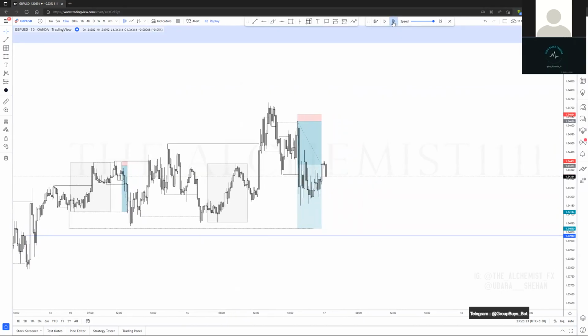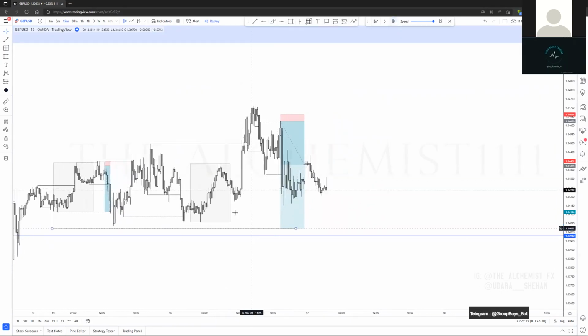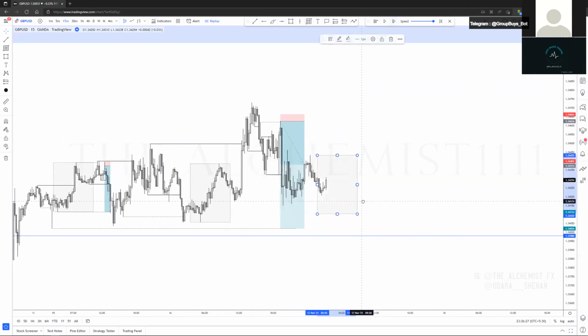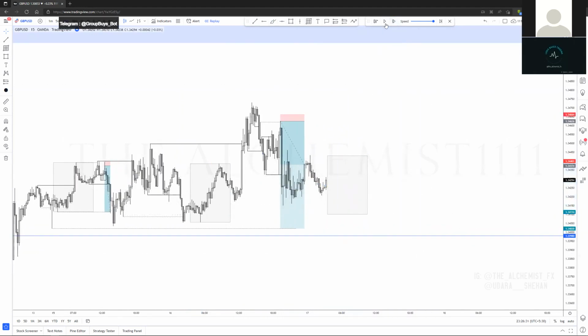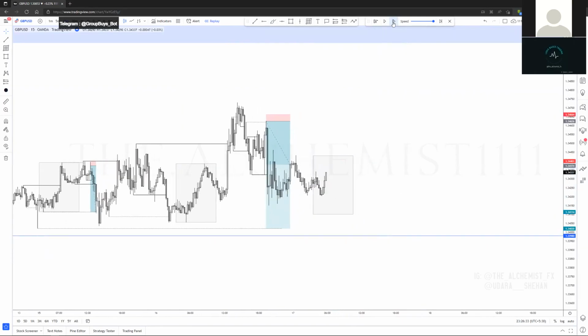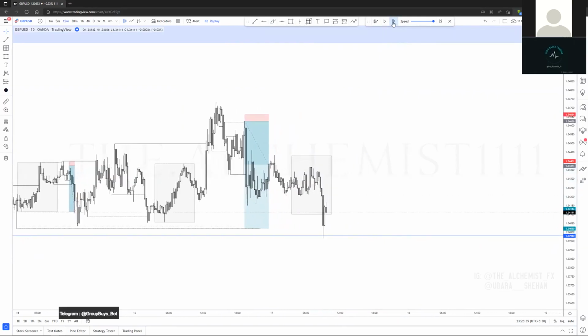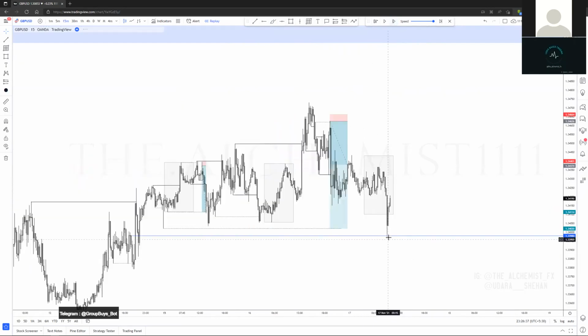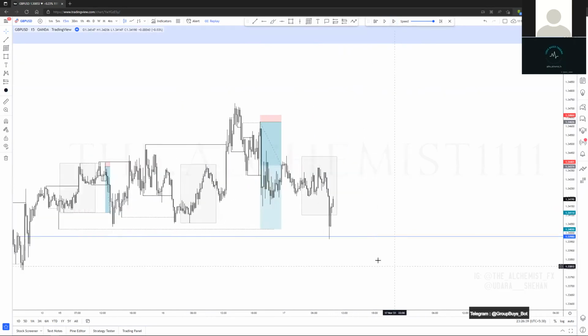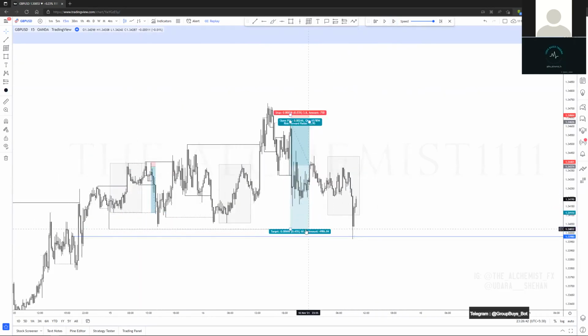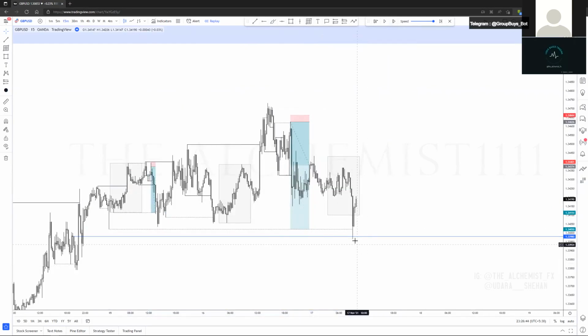Then we wait for Asia to end and look for another setup. Here we go, Asia, 3:30 to 10:30. Now we'll wait until Asia ends and look for a setup. What did Asia do? Look at that, it tapped right into that. See, I told you. Look at the reaction from this high quality zone.